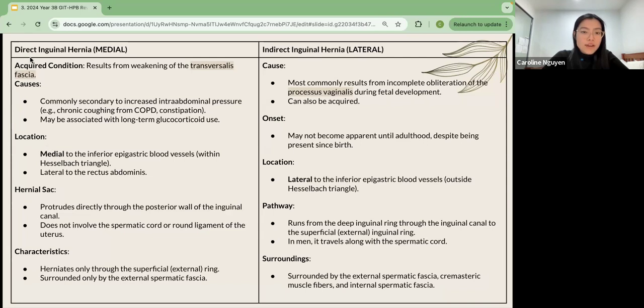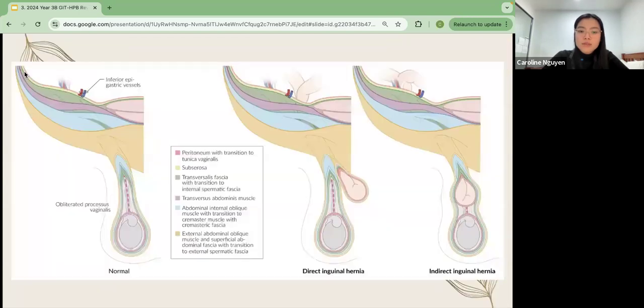For a direct inguinal hernia, it's within the Hesselbach triangle, and this is lateral to the Hesselbach triangle, outside that triangle. So those are the main parts to remember. Yeah, the transversalis fascia is the bit that is supposed to cover right here.